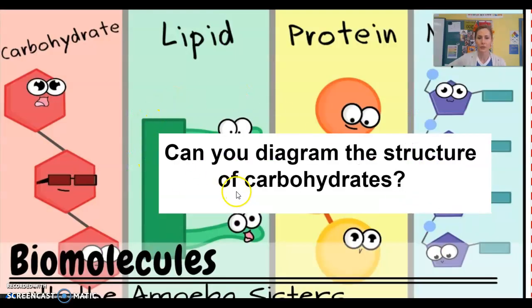So, can you diagram the structure of basic carbohydrates? What are they made of? They're made up of carbon, hydrogen, and oxygen in a 1 to 2 to 1 ratio.